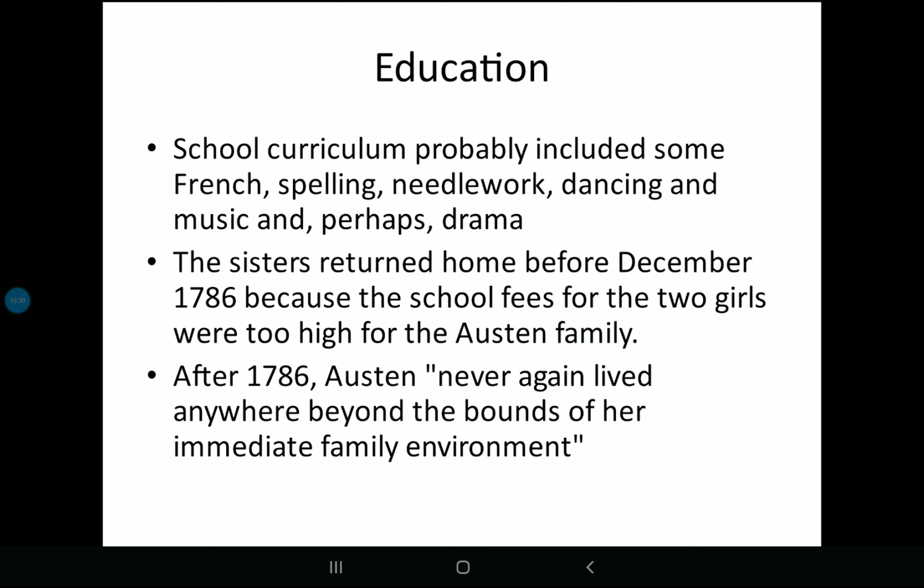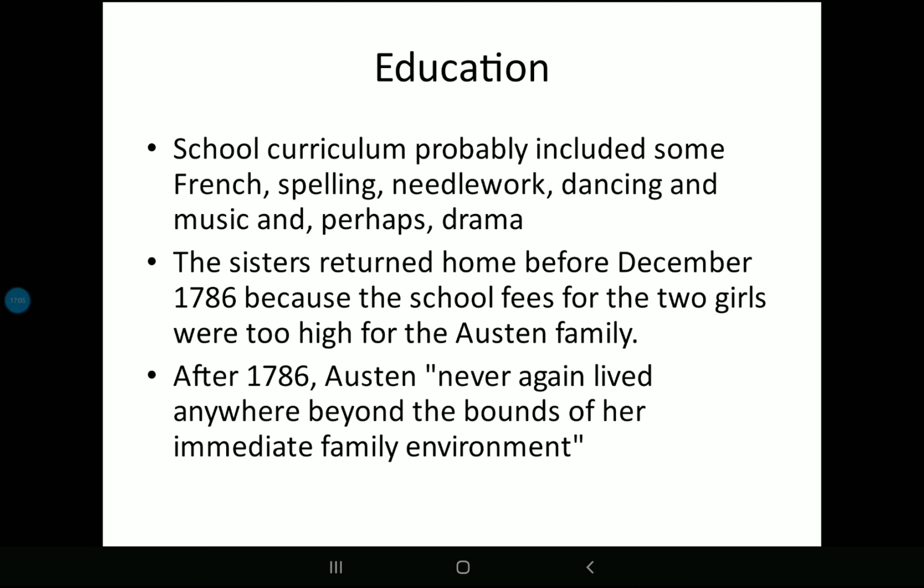Anyway, the sisters returned home before December 1786 because the school fees for the two girls were too high for the Austen family. So education is a very expensive commodity, I must say. Right now also, education is not very cheap, though it is very common and achievable today. But back in those days, it was not very achievable. It was very difficult for the family to bear the expenses. You can see she had a very large family, isn't it?